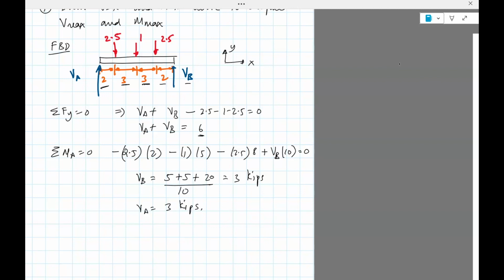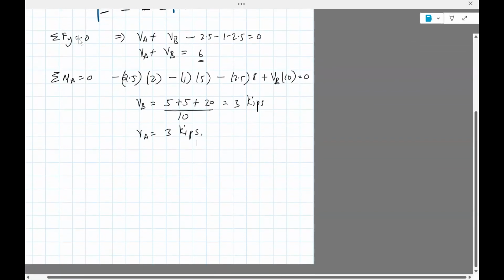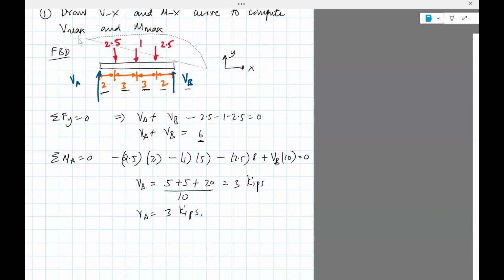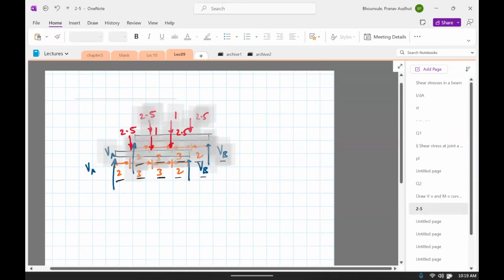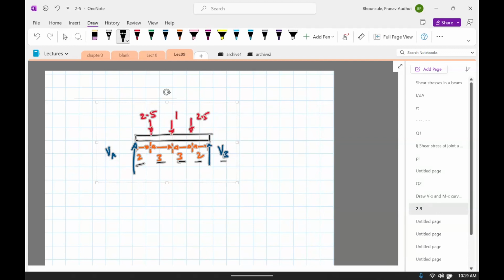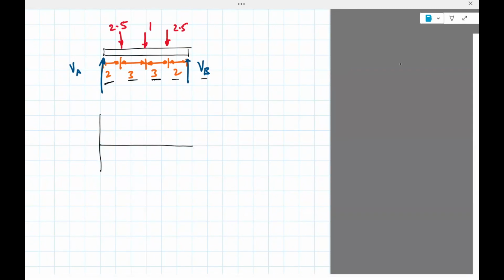Okay, so that's the first part. We just computed VA and VB. Now we need to draw the shear force and bending moment diagram. Without that, we cannot evaluate where the maximum shear force and bending moment will occur. Okay, so we'll just use the simpler method to do this, the graphical one. So just draw V as a function of X.